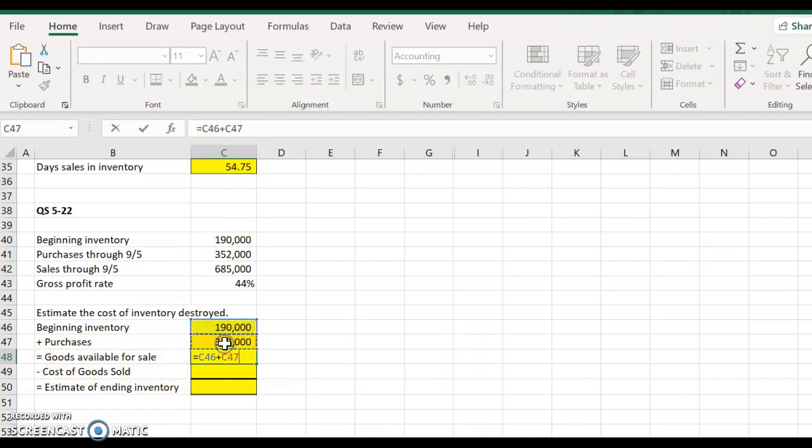And of my goods available for sale, I either sell them or they become ending inventory. So here's where we're going to estimate that cost of goods sold. I'm going to take those goods available for sale and multiply those by 1 minus the gross profit rate. If the gross profit rate is 44%, that means that I paid 56 cents of every dollar for the good that I'm selling. So I come up with cost of goods sold of 303,520, and my ending inventory then is the difference between the two.